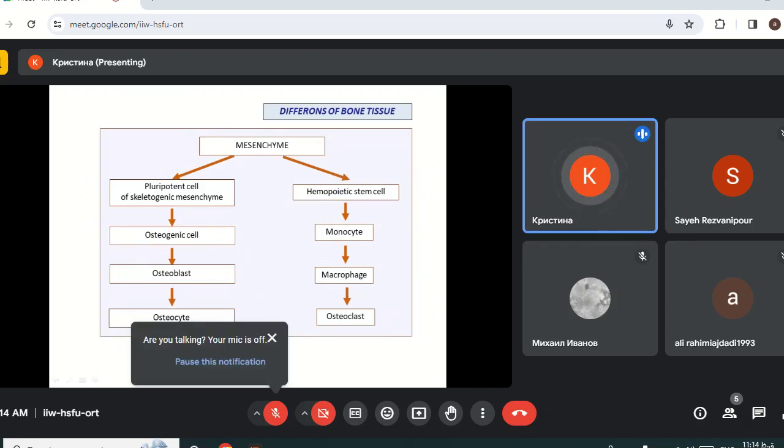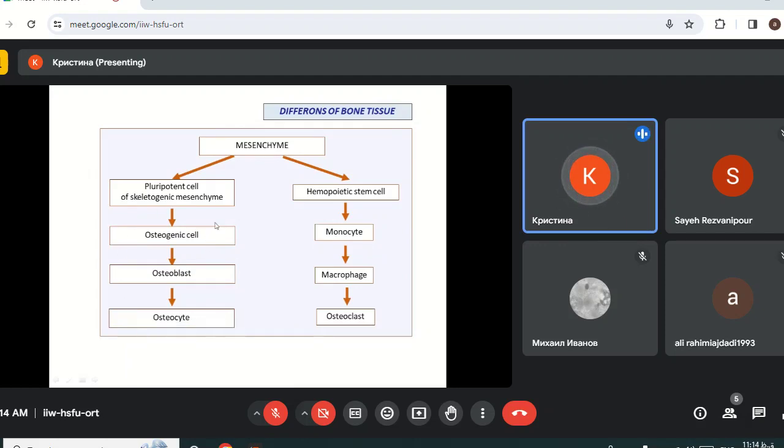In our mature body we can find in our bones these three cells: osteogenic cells, osteoblasts and osteocytes. Mesenchyme is not present in adult body, it is present only in embryo during embryogenesis. The second differon which is found in bone tissue is the differon of osteoclast. Actually, osteoclast develops from monocytes of blood, and monocytes develop from hemopoietic stem cell, which is located in red bone marrow.